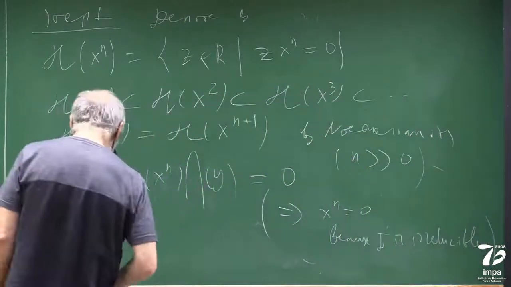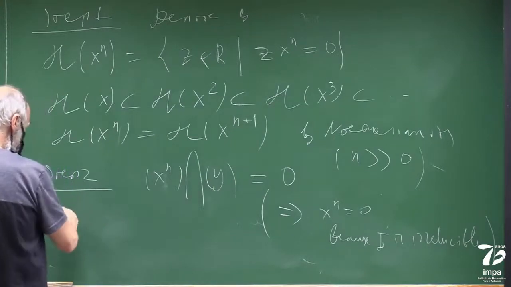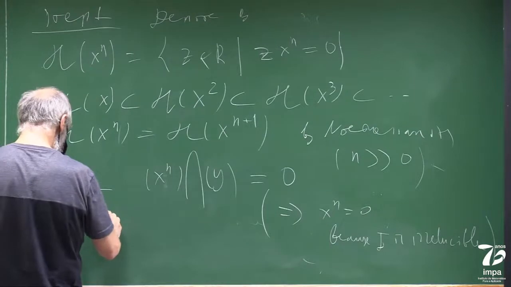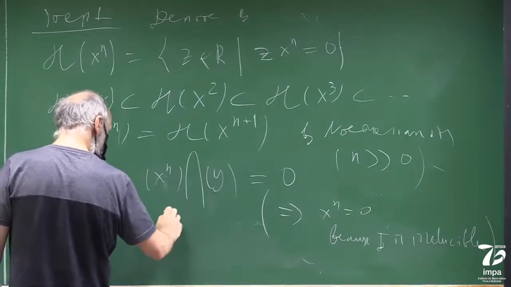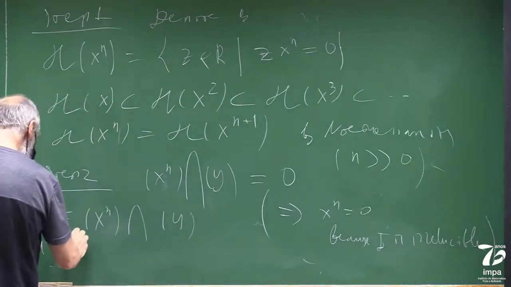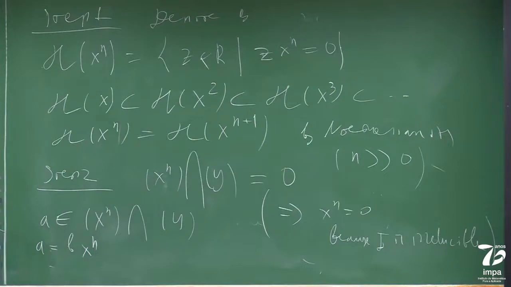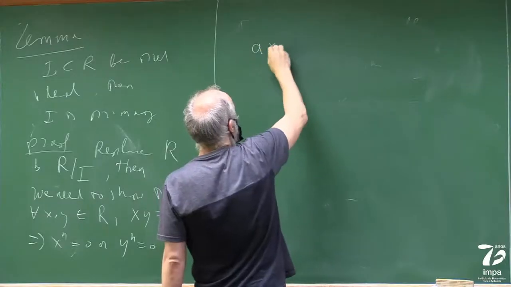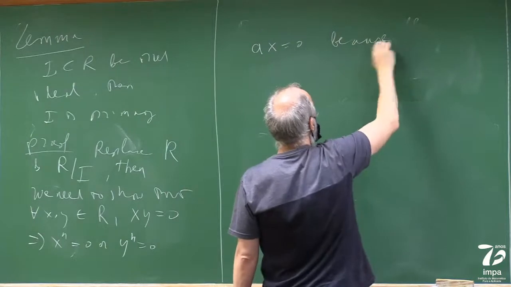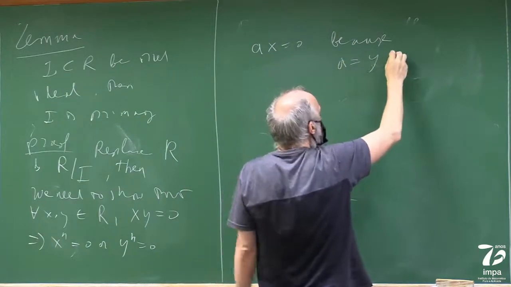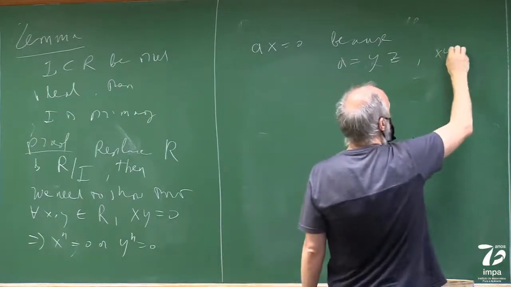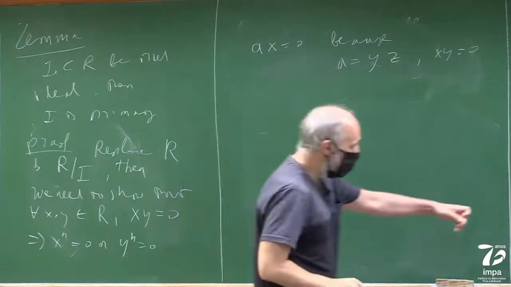Okay, so let's prove this. Suppose we have A inside this intersection. We want to show that A is 0. So A belongs to the ideal of x^n intersected with that of y. This means that A is B times x^n. And also Ax is 0, because A is y times something, say z, and xy is equal to 0. This is because A belongs to the ideal generated by y.